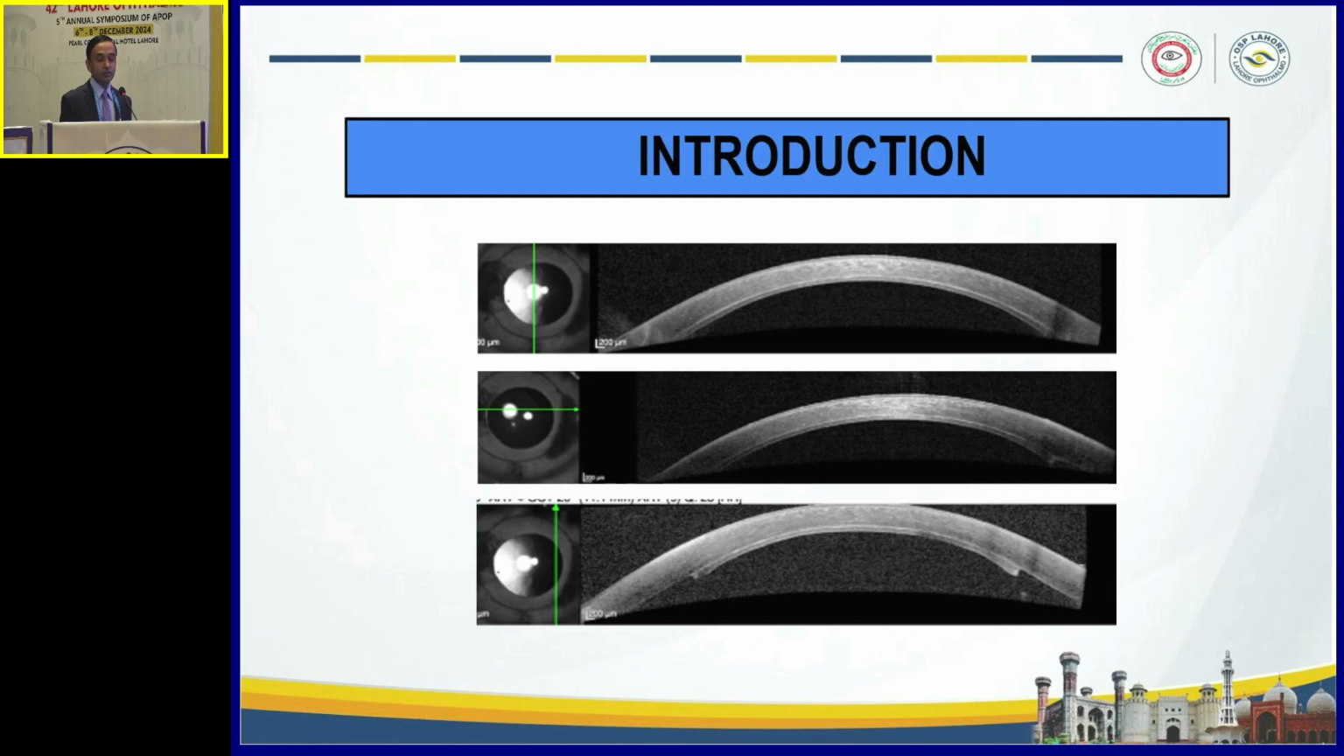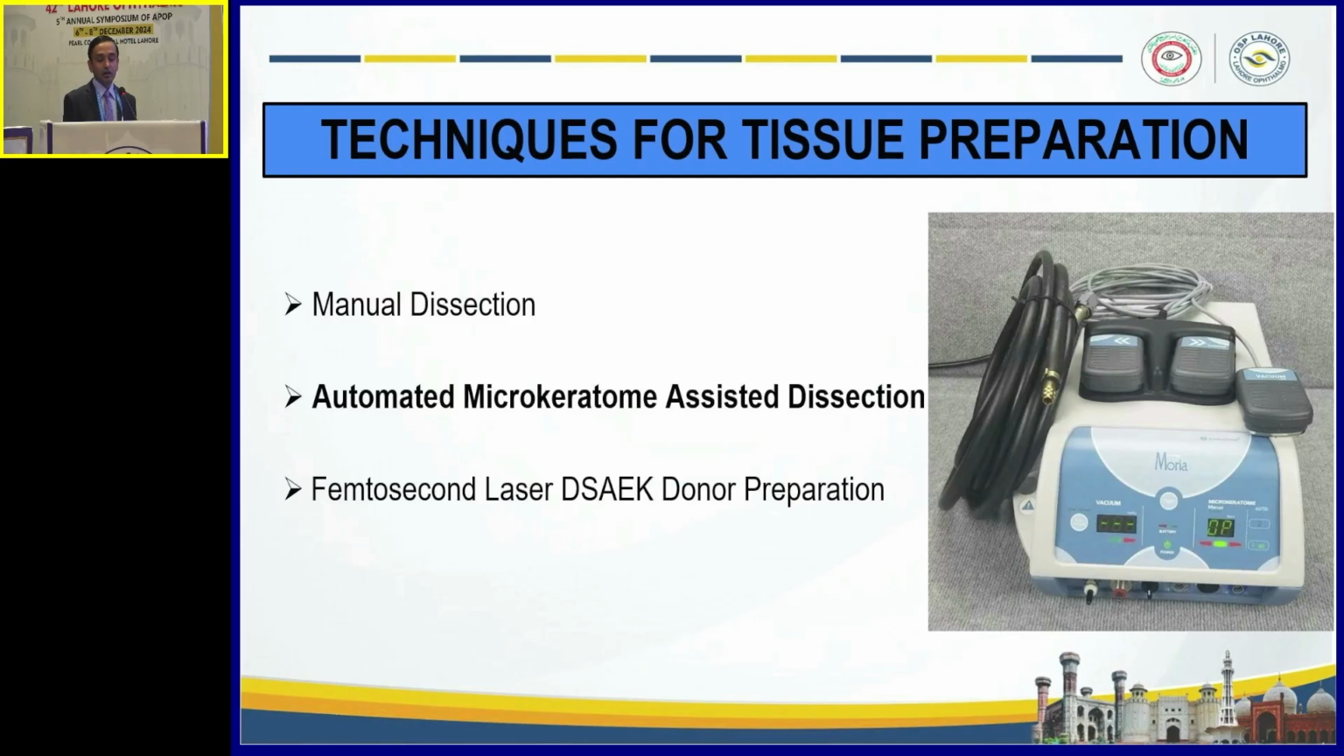This is the cross-sectional view of the post-DSAEK eye. Here we can see the transplanted tissue jutting out. These are the main techniques. Today we will be discussing automated microkeratome assisted dissection, details of which will be discussed in subsequent slides.